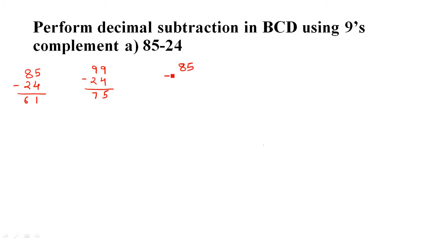85 plus 9's complement of 24, which is 75. So 5 plus 5 is 10, so this will become 0 with a carry. Then 8 plus 7 is 15, plus the carry is 16. We are having a carry, so we will do end around carry. So the final result is 61.